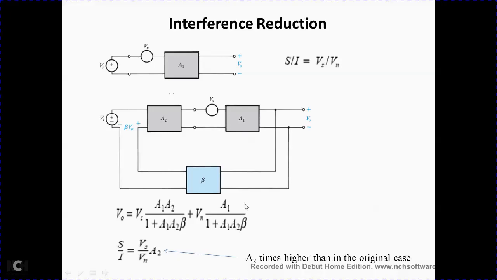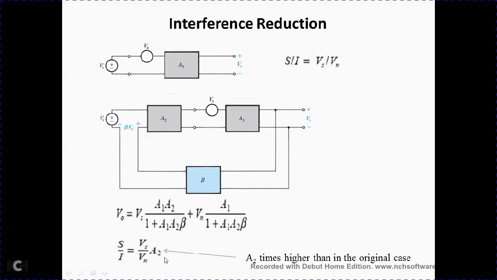But in the numerator, when we consider Vn as an input, ignoring Vs, then only A2 comes into the picture. When you consider Vs, you cannot consider A2 alone, because it has to pass through A1 also, so it is A1 A2. So ultimately, if you take the ratio of Vs by Vn, all these parameters get cancelled. Only the A1 term remains as it is, because both are the same. If you take the Vs by Vn ratio, all these terms get cancelled and you are left with only A1.